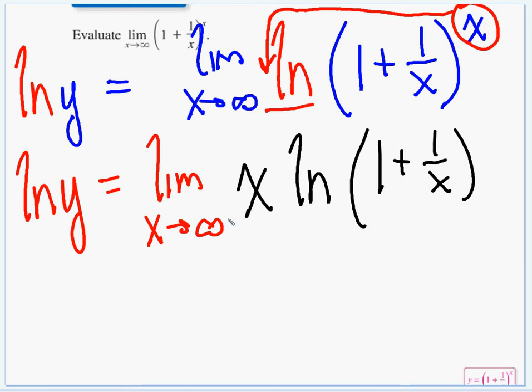Okay, we've done a little bit of manipulation. We could try direct sub again, and if I put infinity in there, this x becomes infinity. And then we're going to have the natural log of, when I put infinity under this 1, it's going to become a 0. So that's just going to be the natural log of 1, and the natural log of 1 is 0, because that's where ln crosses the x-axis. So we've gone from one indeterminate form to another indeterminate form, infinity times 0. So let's see what we can do with this.